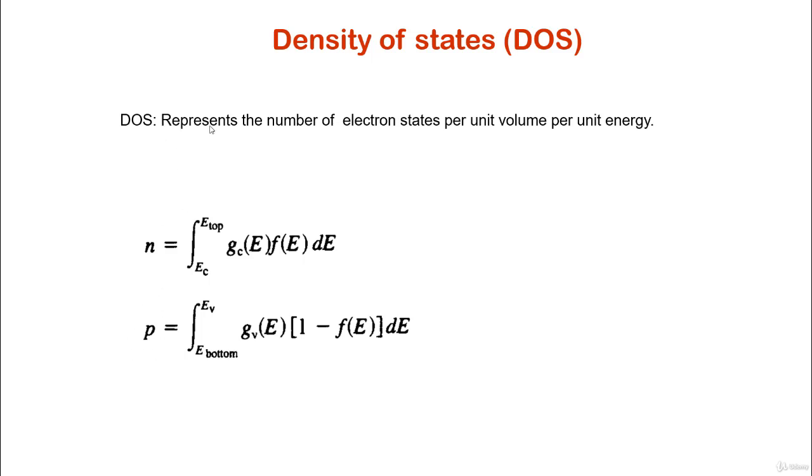DOS represents the number of electron states per unit volume per unit energy. If we multiply the DOS by the Fermi function and take an integral over the energy, the electron density is obtained. Thus, the calculation of density of states is important.